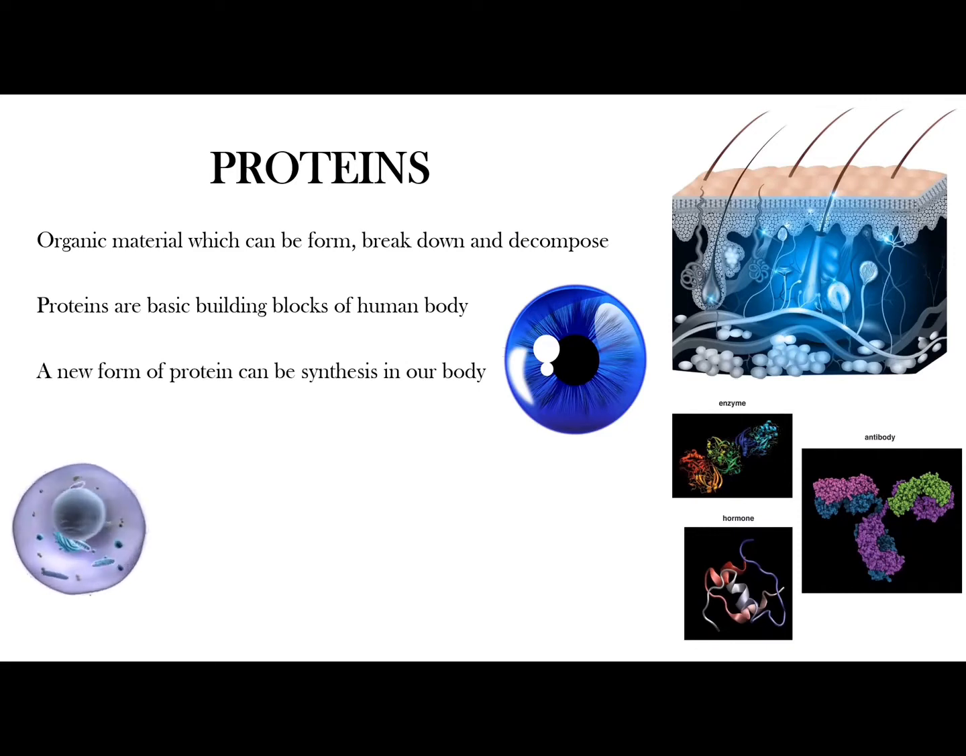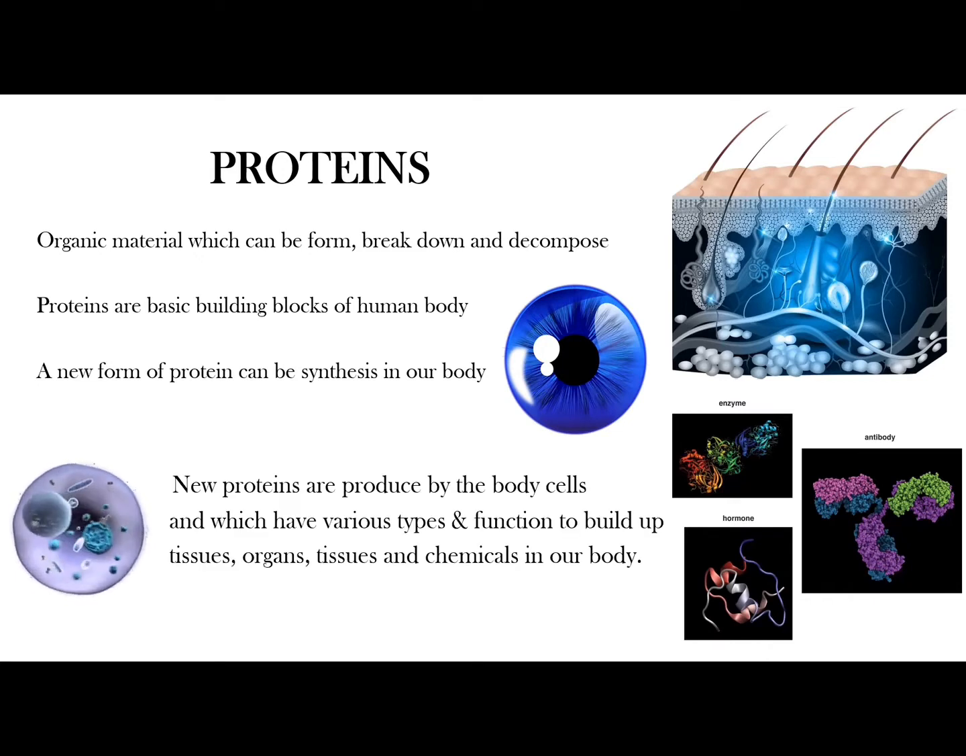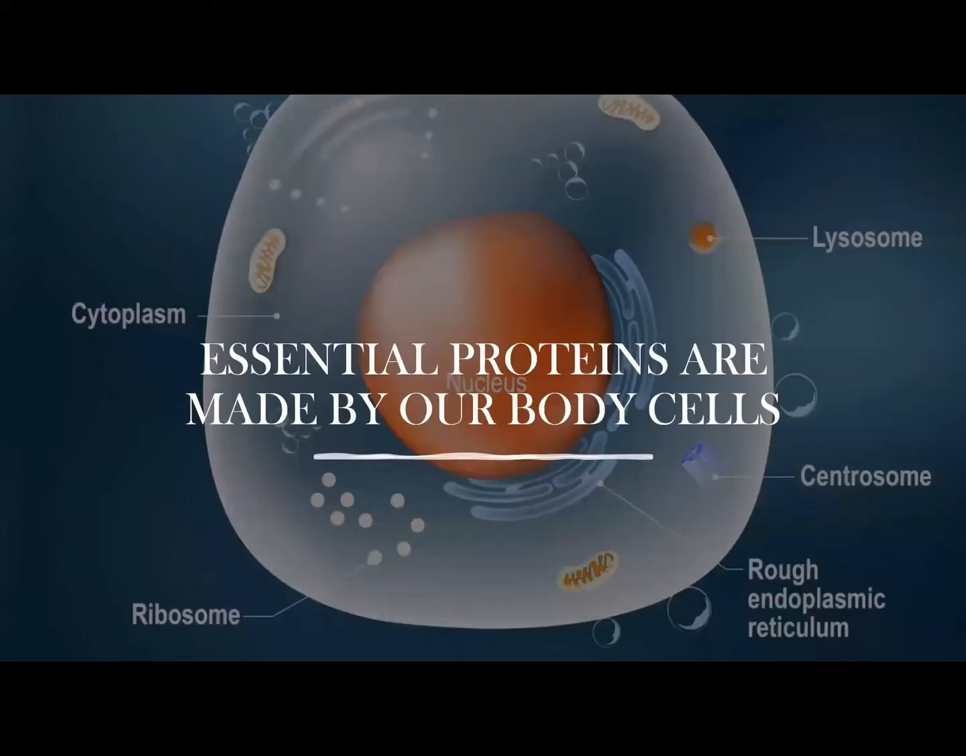Okay? It can be synthesized by our body cells, which means that we can get proteins from the food or drinks that we consume, and then our digestive system will break down the proteins into amino acids, and these amino acids can produce new proteins which have various types and functions to build up tissues, organs, and chemicals in our body. So essential proteins are made by our body cells.